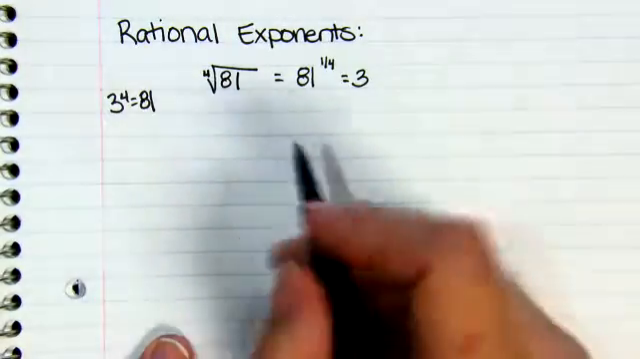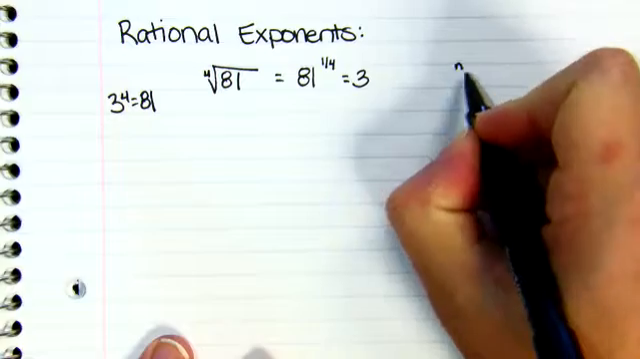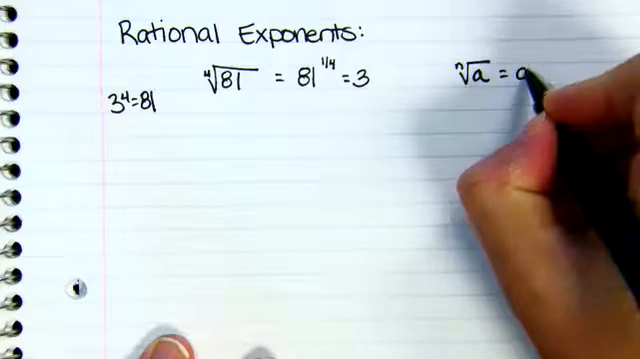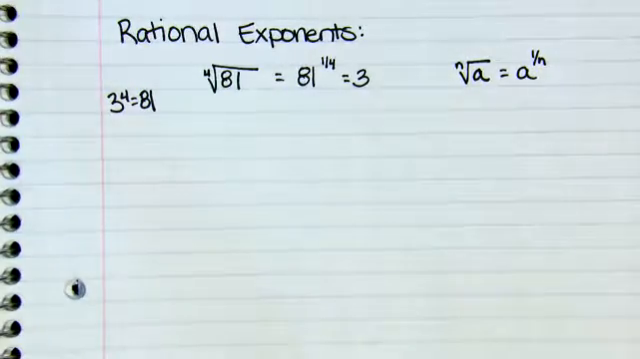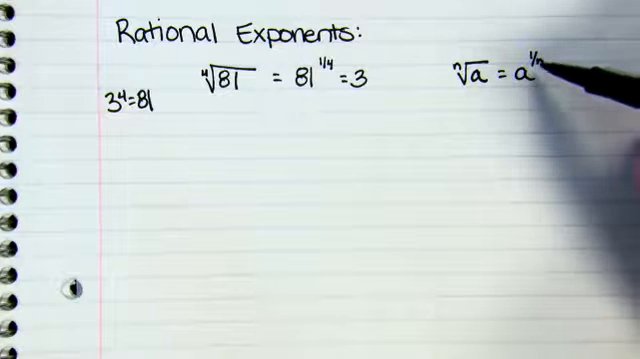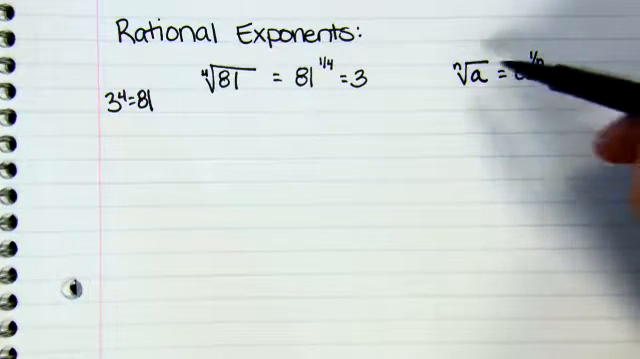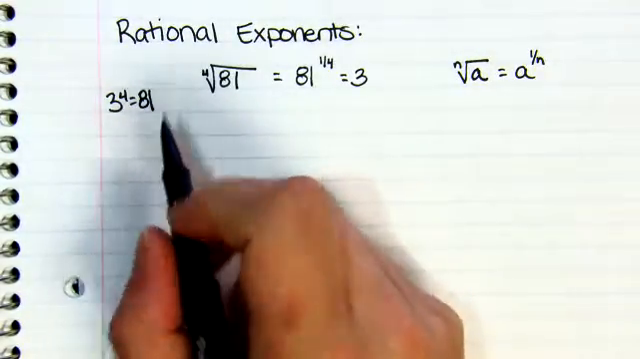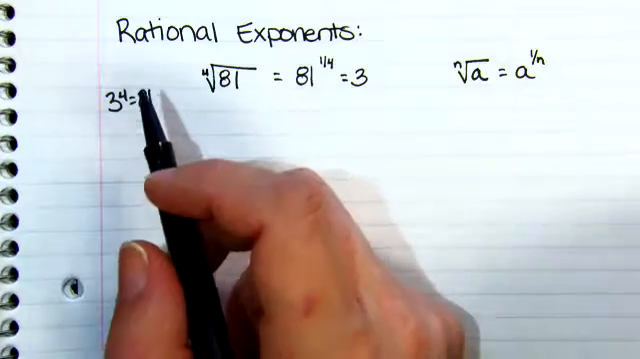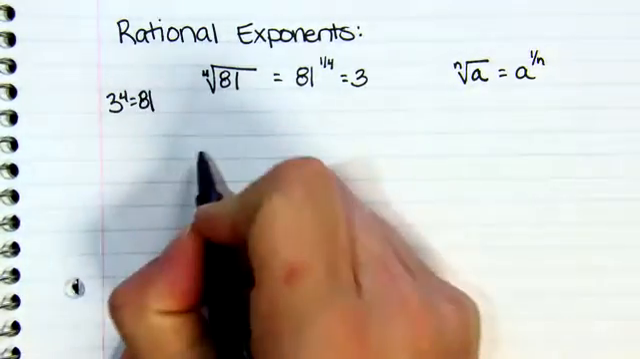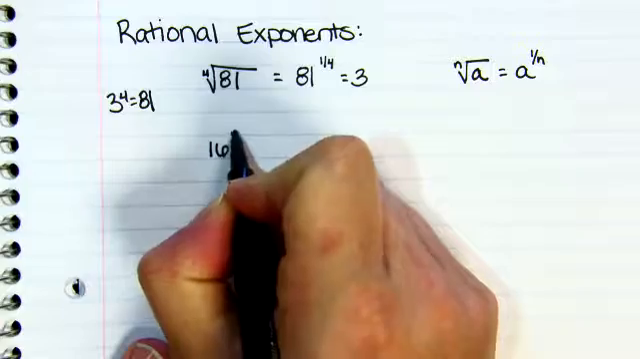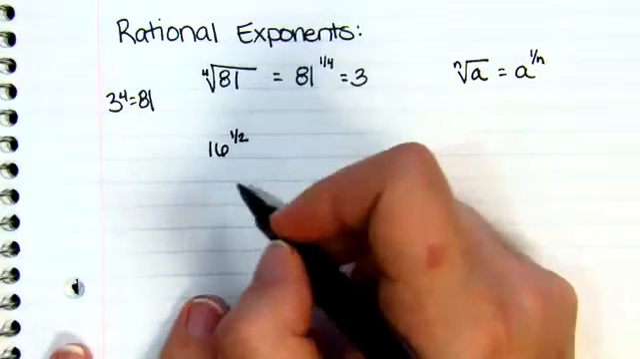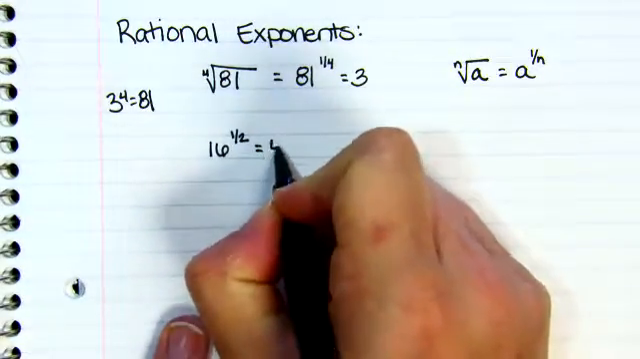To show that algebraically, so it applies to any situation, the nth root of a can also be written as a to the 1 over n power. So whatever the denominator of your fraction is, that's what root you're taking. Another example would be 16 to the 1/2 power. Another way of saying this would be the square root of 16, which is 4.